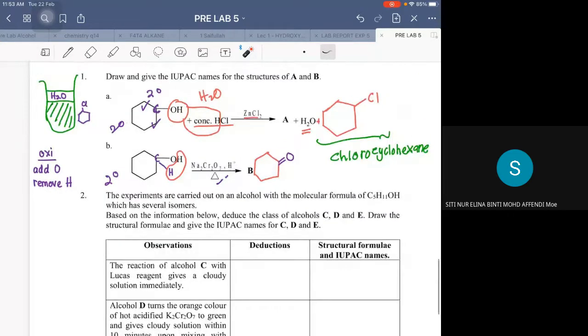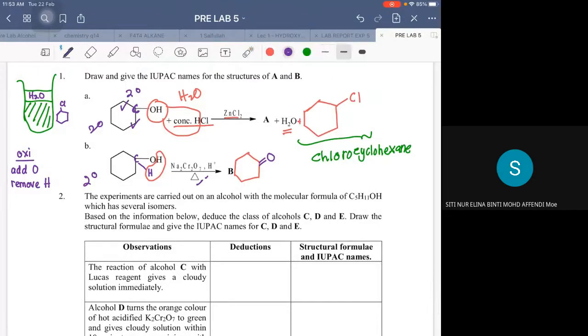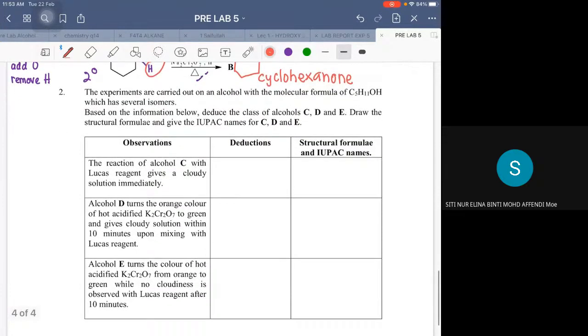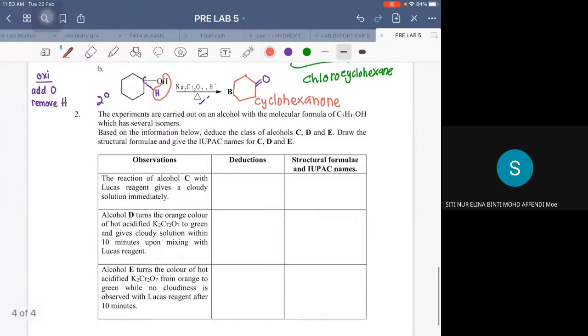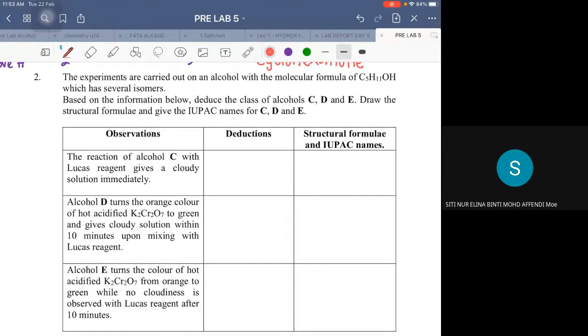Therefore, we can make conclusion that, so benda ni nama apa? Cyclohexane, ada carbonyl, so dia adalah ketone. C double bond O dekat tengah-tengah, ketone. So cyclohexane bila berakhir dengan ketone, dia akan jadi cyclohexanone. Ini nama dia, cyclohexanone. Okay. Boleh? Tak boleh tak apa. Nanti kita go through lagi. Okay. So saya faham benda ni baru lagi kan untuk you all.